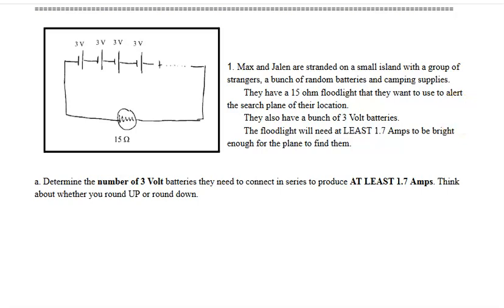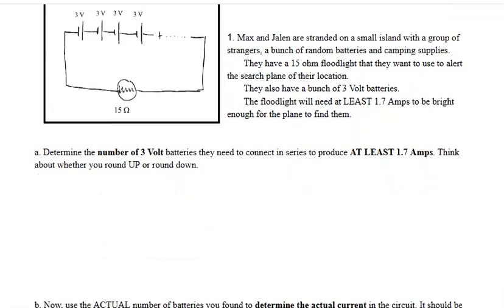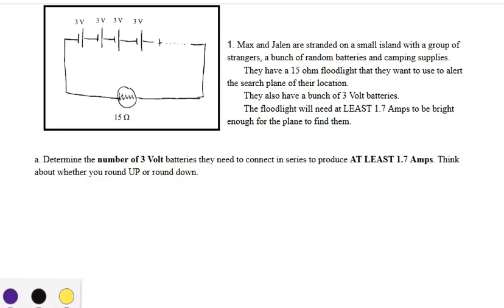All right, folks, these are the video answers to the rounding up and down circuit worksheet. Problem number one says you've got as many 3-volt batteries as you want and a 15 ohm floodlight. We're looking for how many of these 3-volt batteries you need to connect to produce at least 1.7 amps. The big formula we're going to use over and over again in this unit is Ohm's law. So current equals voltage over resistance.